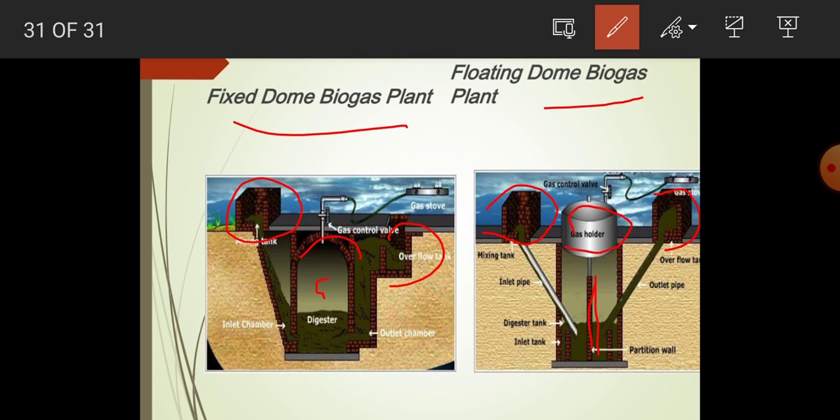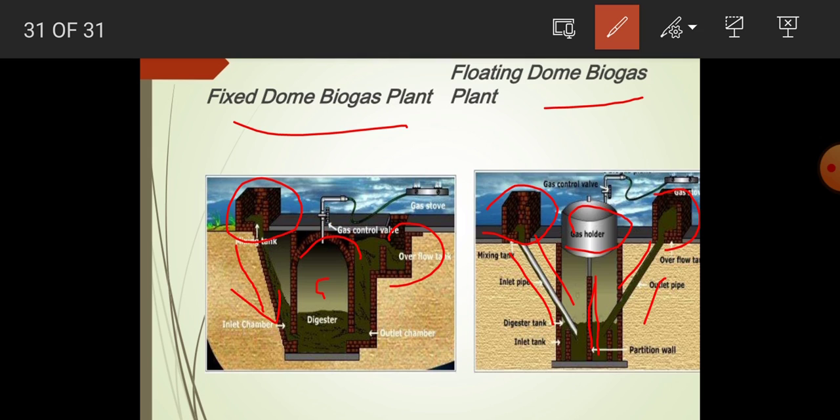In the fixed dome type biogas plant, the construction is such that pipe flow is not required. It is constructed in such a way with the help of bricks that the slurry can flow easily through a passage. While in the floating dome biogas plant, two pipes are required, an inlet pipe and an outlet pipe. So these are the main differences between the fixed dome and floating dome type biogas plants.